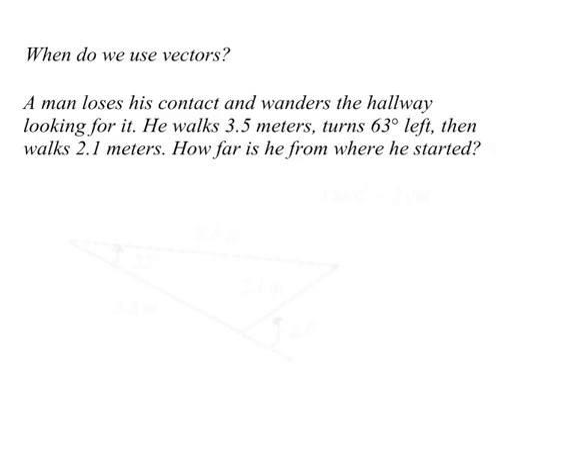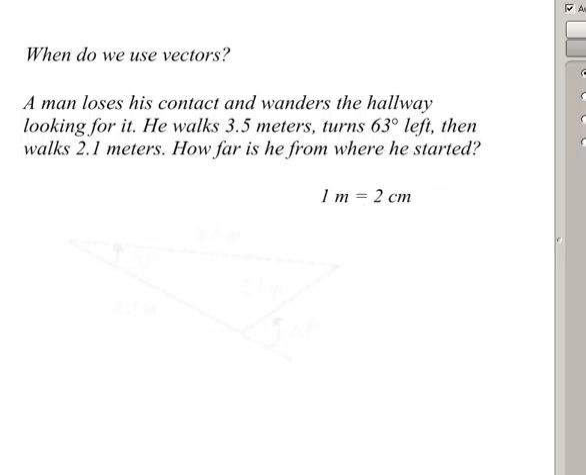We need a different system to find the answer. We'd actually have to draw out the answer. So first we'd have to figure out a scale. Now when we figure out a scale, we're just trying to make sure that we can draw 3.5 meters or 2.1 meters on our paper and not have it go off. A scale of 1 meter to 2 centimeters would work here. And then we simply draw out each vector.